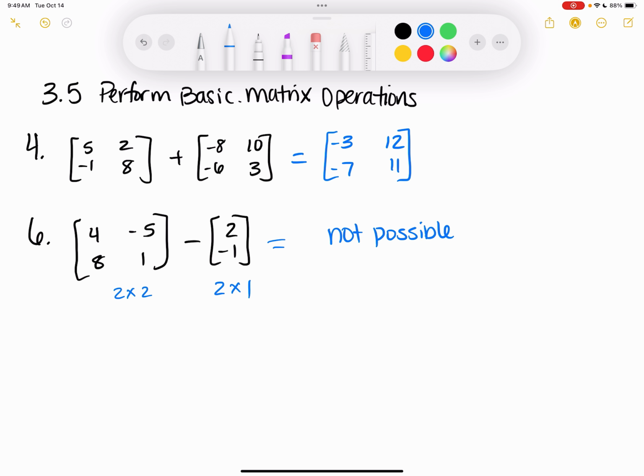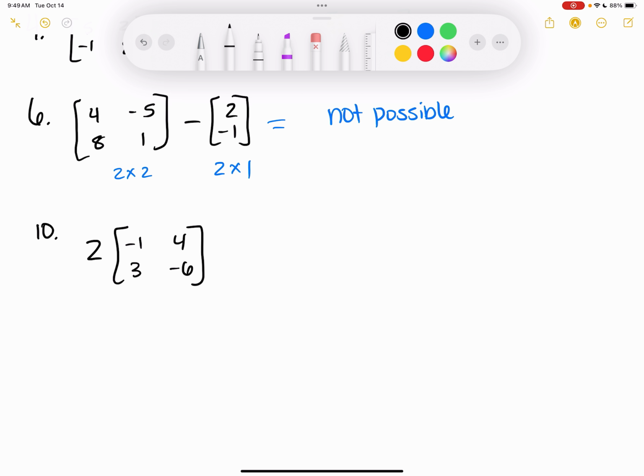So if we have something like number 10, we have 2 times a 2 by 2 matrix: -1, 4, 3, -6. So this is literally just distributing. The result is still going to be a 2 by 2 matrix. So we take 2 times -1, so -2. 2 times 4 is 8. 2 times 3 is 6. 2 times -6 is -12.